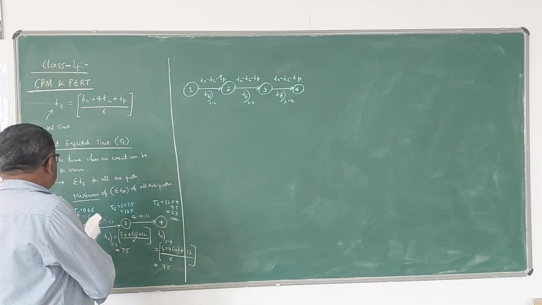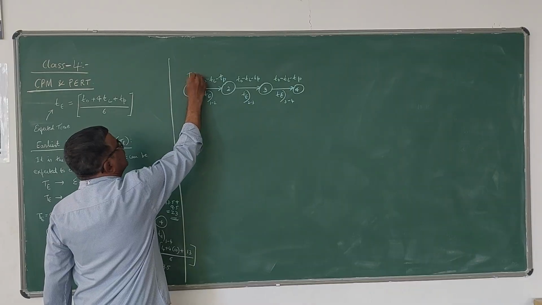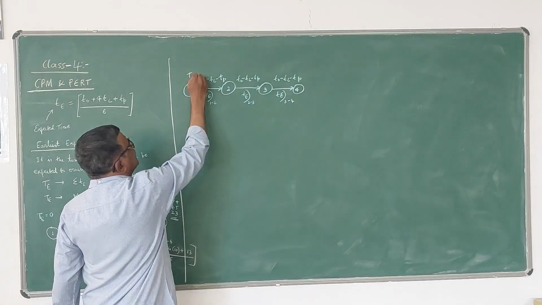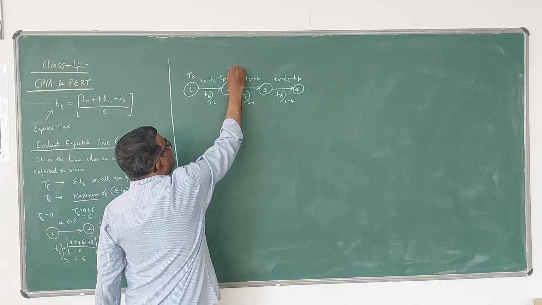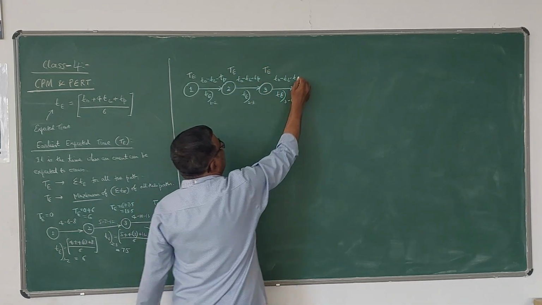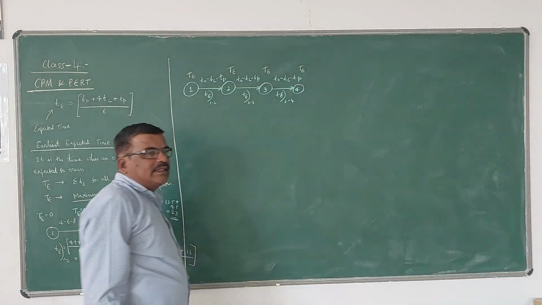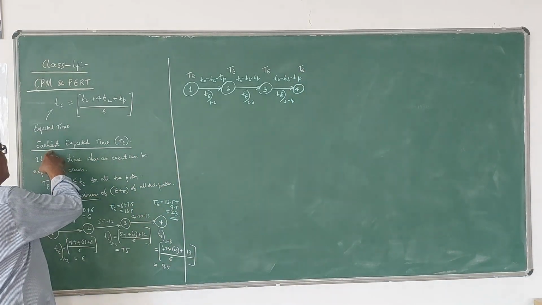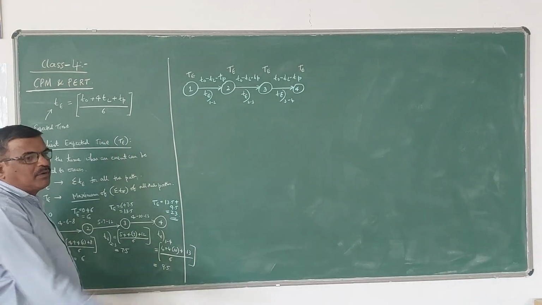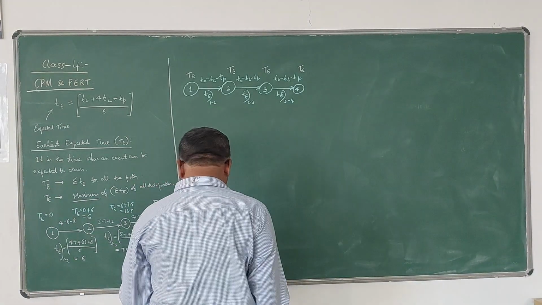And we are going to write this earliest expected time above this circle. So T for this we are going to write here, T for this we are going to write here, T for this we are going to write here, T for this we are going to write. So this last value of T gives the earliest expected time of the completion of the project. So this is how it is written in a diagram.